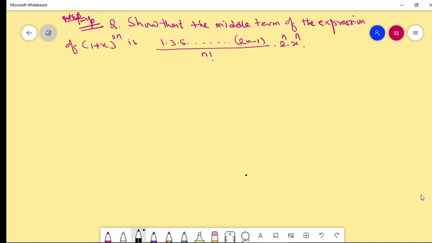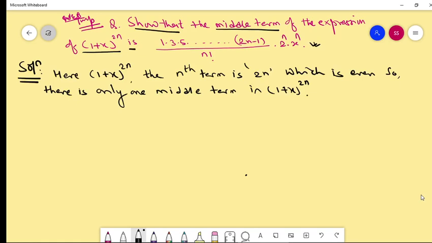So if that is even, there is an odd number of terms, and if there is an odd number of terms, there is only one middle term. So there is only one middle term in (1 + x)^(2n).